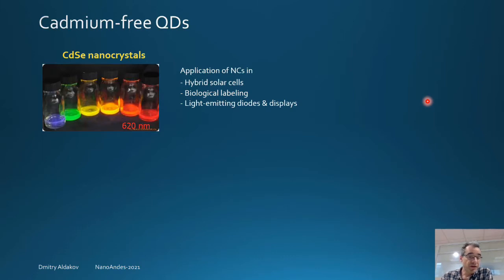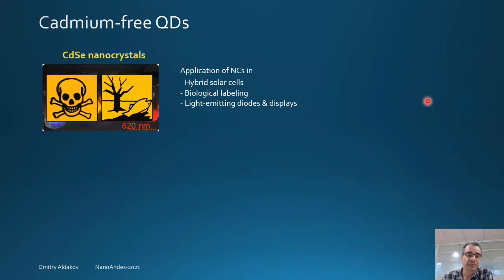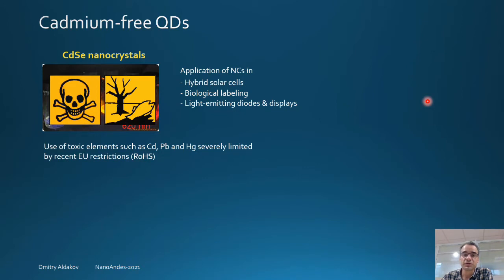So far it's been very nice. I have shown you a lot of examples using cadmium selenide. However, it has one very important drawback. It's toxic. It contains cadmium, and as you know, cadmium is a heavy metal, and we don't want it in our environment. In addition, as a consequence, it is also very strictly controlled by Europe, by world agencies and so on, especially if you want to use it in solar cells, in biolabeling, of course, in light-emitting diodes and so on.